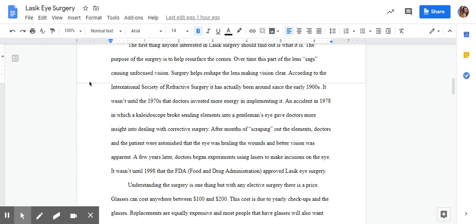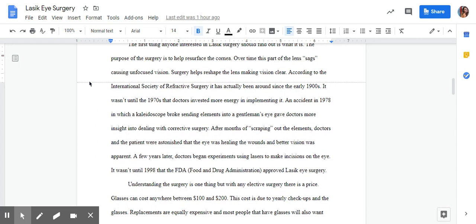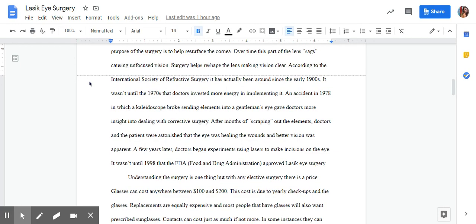According to the International Society of Refractive Surgery, it has actually been around since the early 1900s. It wasn't until the 1970s that doctors invested more energy in implementing it. An accident in 1978 in which a kaleidoscope broke, sending elements to a gentleman's eye, gave doctors more insight into dealing with the corrective surgery. After months of scraping out the elements, doctors and the patient were astonished that the eye was healing the wounds and better vision was apparent.